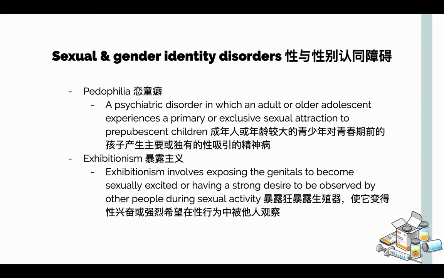sexual attraction to prepubescent children. So basically an adult or older teen who is very obsessed with and sexually attracted to young children. So this is actually a disorder. Then exhibitionism is when people want to expose their genitals in order to feel sexually excited, or they have a strong urge to be observed by other people during sexual activity.